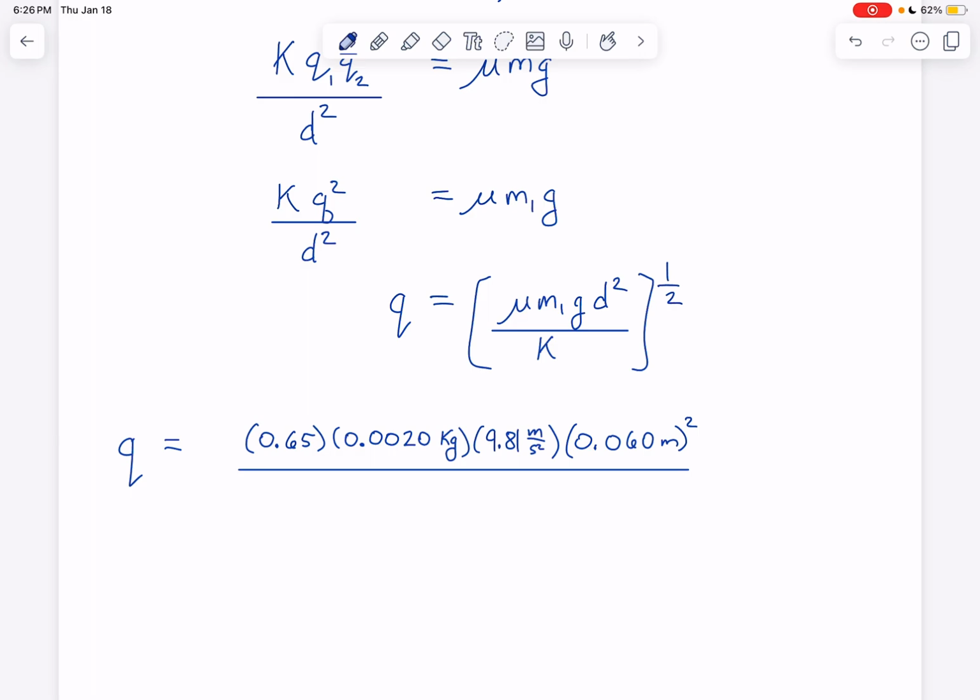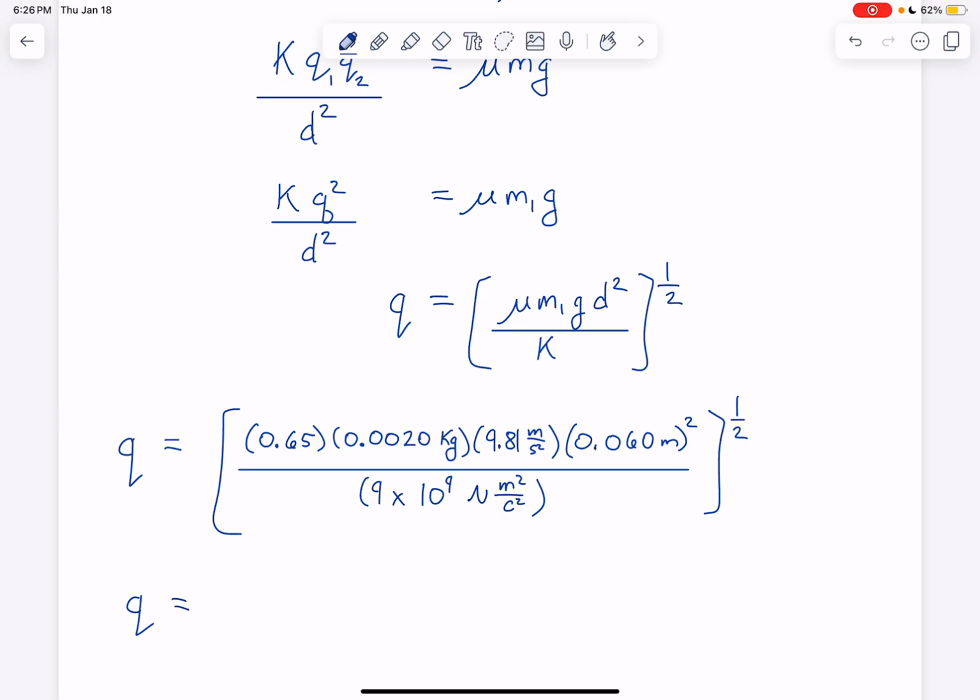And then we have Coulomb's constant. Formally, I guess that's 8.99 times 10 to the 9. It's fine. We're going to say for easier use, 9 times 10 to the 9. That's a lot easier to remember. Newton meters squared per Coulomb squared. All right, and then that whole thing is under the square root, or to the 1/2.